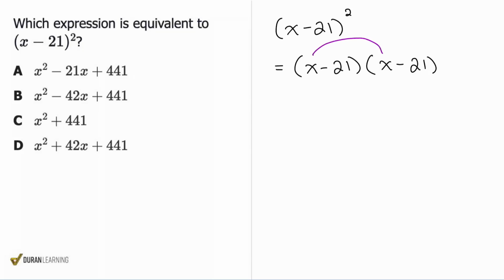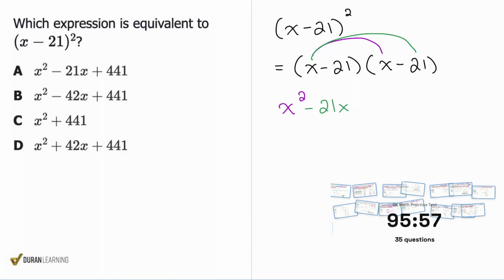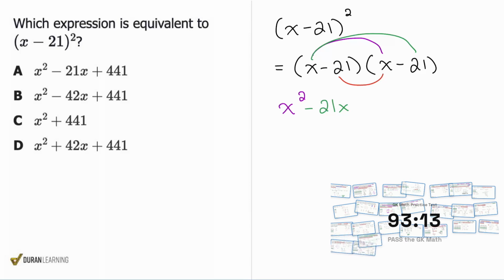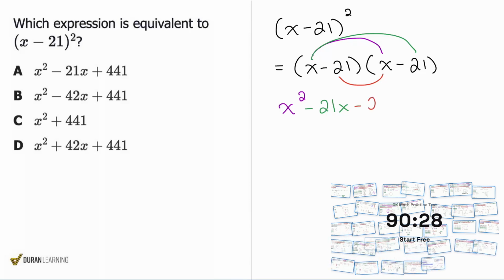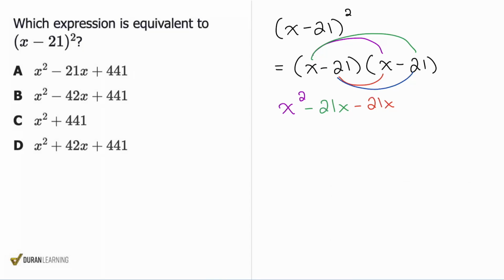So we'll have x multiplied by x, which is x squared. Up next, we have x multiplied by the negative 21, which is minus 21x. Up next, we have negative 21 times x, which is the same exact thing as before, so minus 21x. And lastly, we have negative 21 times negative 21. But everybody, if we look at all of our answers, I think we can guess at what 21 times itself is. Negative times negative is positive, and that'll be 441.